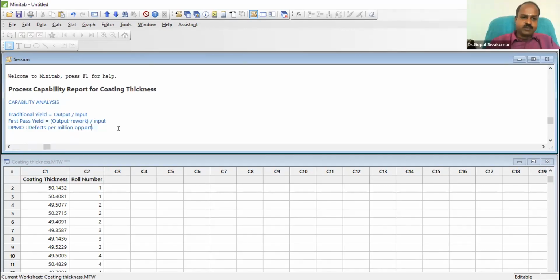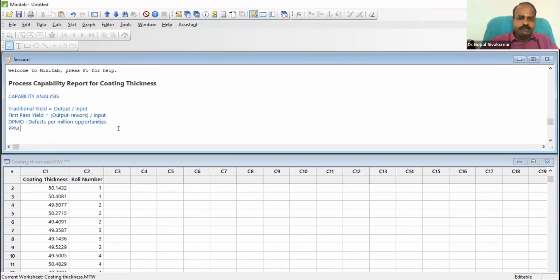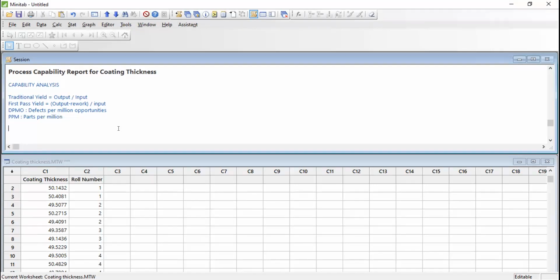Dr. Arge should have given you a template. You can try to learn all the templates, whatever he has given. And he will also be mailing all of you all these things. So defects per million opportunities, the GEMS experiment you might have done. And another thing is PPM. What is PPM? Parts per million. DPMO is meant for defects. Parts per million is meant for defectives.